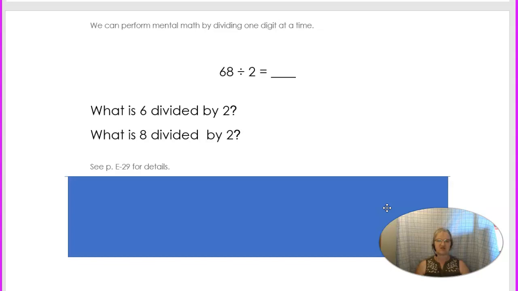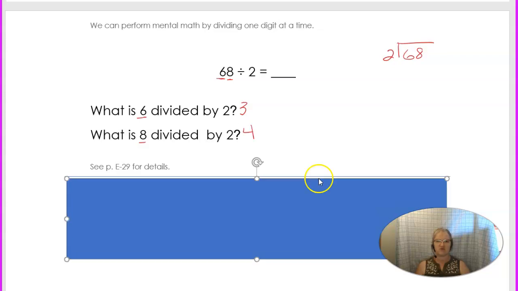Now, another way to do mental math is by dividing one digit at a time. So if we look at 68 divided by 2, some people look at that and think, oh, 68 is a huge number. How on earth can I divide that by 2? You think, oh, I have to do this, put it inside of here, and all the rest of it. But when we actually analyze the number, you can see that 68 is an even number. 6 is an even number, and 8 is an even number. So we can easily divide those by 2. What is 6 divided by 2? 3. And what is 8 divided by 2?